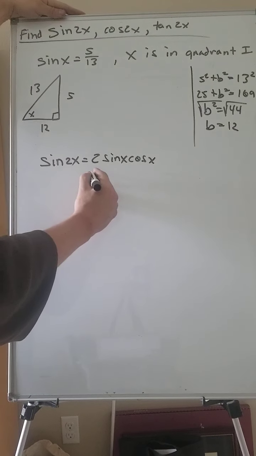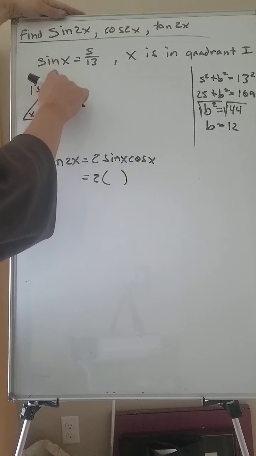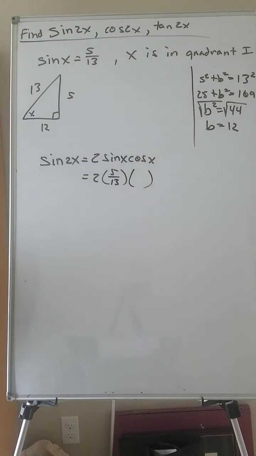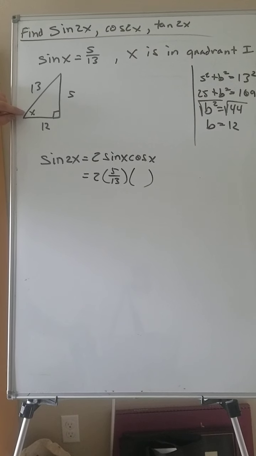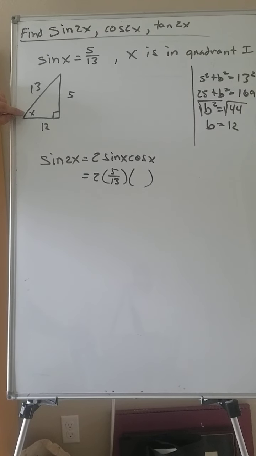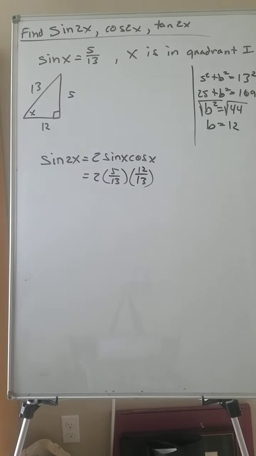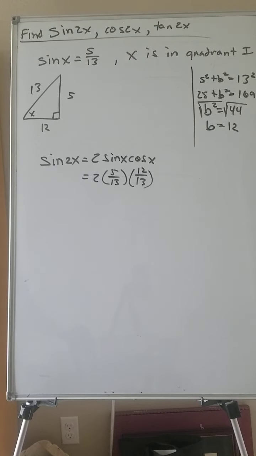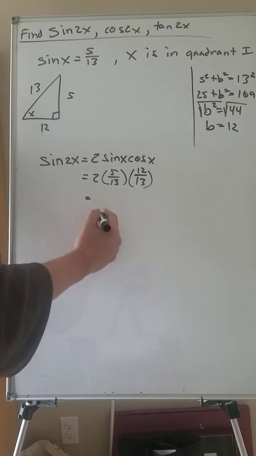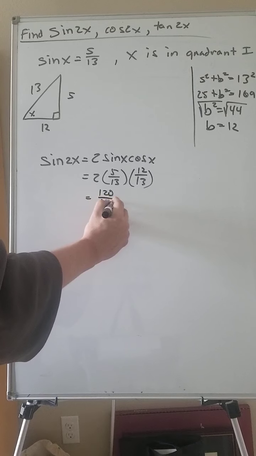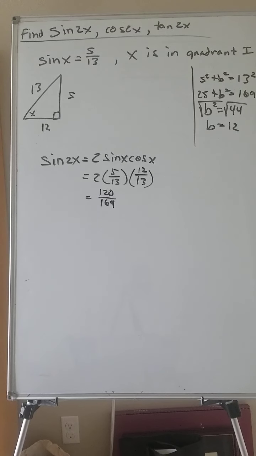So sine of 2x is going to equal 2 times the sine of x. Well, the sine of x is given as 5 over 13. And then I need the cosine of x. Well, here's x. Cosine matches up the adjacent and the hypotenuse, so it's 12 over 13. And the one thing you have to be careful about is which quadrant I'm in. They tell me that x is in quadrant 1 here, so if x is in quadrant 1, then I know all the trig functions are positive, so this is a positive 12 over 13. And now all I need to do is multiply this out. So I'd get 10 times 12, I'd get 120 on top. 13 times 13 is 169. And so sine of 2x is 120 over 169.